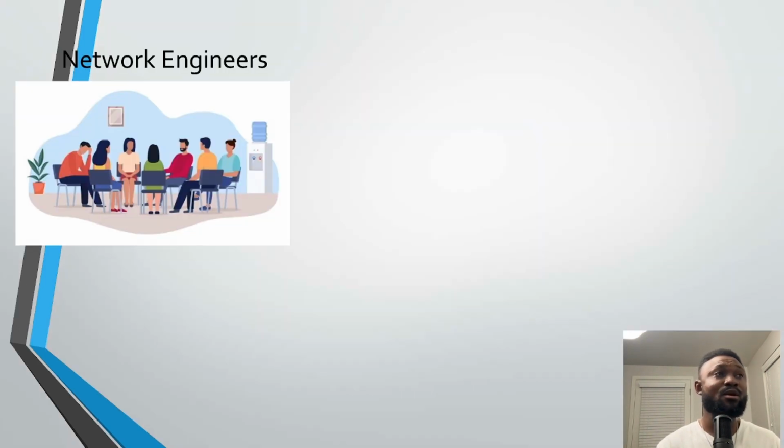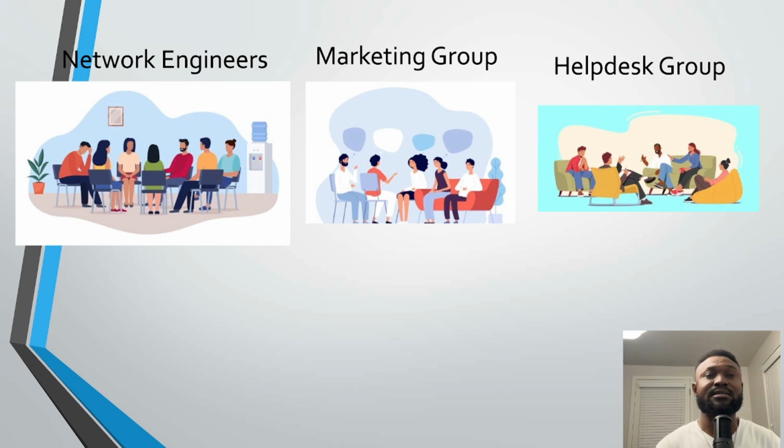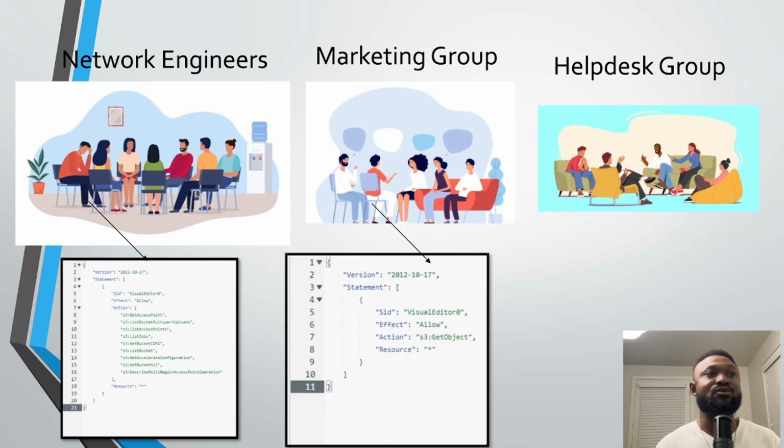So basically, for example, let's say you have the network engineers, and then you also have, let's say, the marketing group, and then you have, let's say, the help desk group. Now each of these groups has its own permissions that they perform in the organization. So you can see that the network engineer group has the S3 bucket permissions policy, so they can go ahead and get access points in S3, list access points, list jobs, get bucket CORS, list bucket.